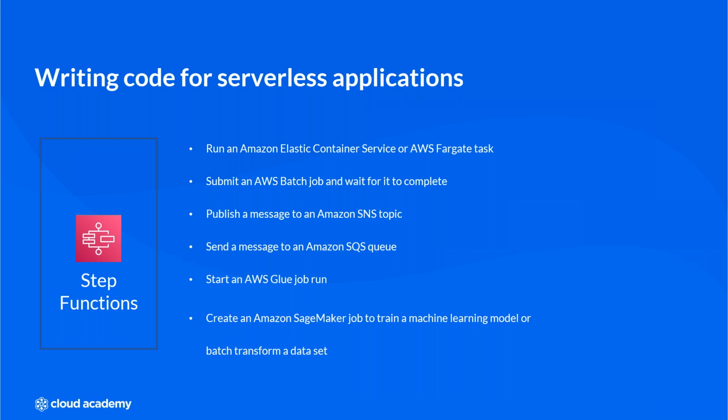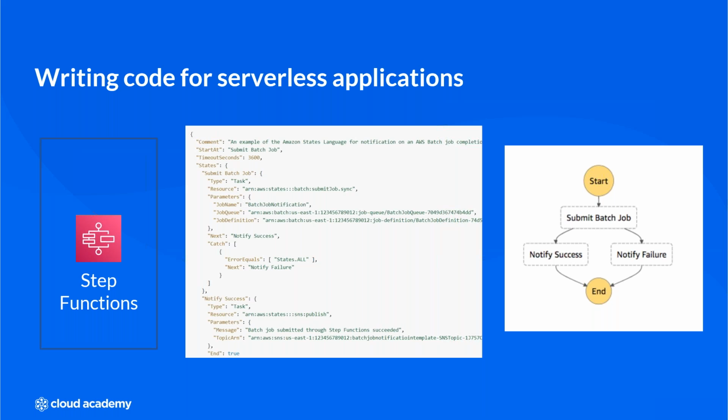So here are some examples, some specifics. I know I just had a chart there, but you could run an Elastic Container Service or AWS Fargate task, a batch job, and wait for it to complete. You can publish a message, and these can branch off or do a bunch of different options at the same time. You can send a message to Amazon SQS, start Glue, all that cool stuff, yada, yada, yada. Has anyone told you I like step functions?